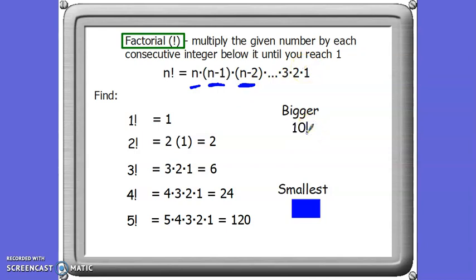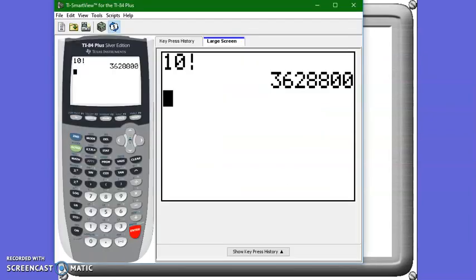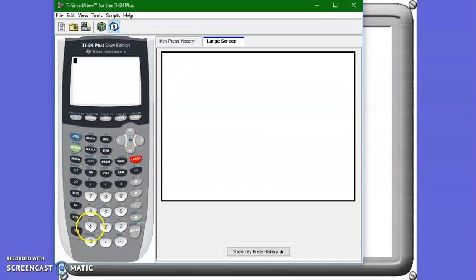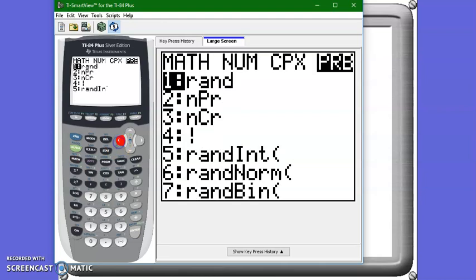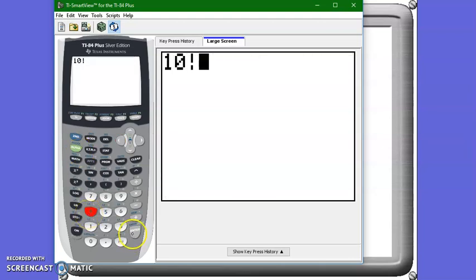So if I wanted to find 10 factorial, I would want to multiply 10 times 9 times 8 times 7 times 6 times 5 times 4 times 3 times 2 times 1, and frankly, I would much rather use my calculator for that. You'll notice I can do that on my calculator. I want to type in my number, so notice I already typed in 10 factorial, but let's go ahead and do it again here. I'm going to type in 10, then I'm going to go to my math menu, and I'm going to go over to PRB over here on the right, probability. Number 4 is the factorial, or that exclamation point. And if I hit enter, it'll handle all that multiplication for me.